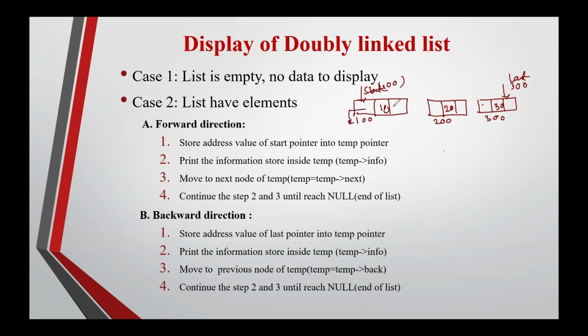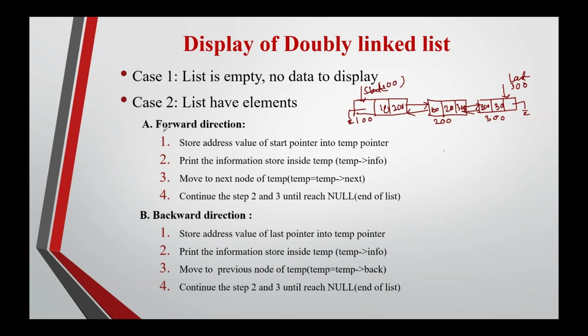Then this stores the address of 200, so the connection is established. This stores the previous address, that is 100, so the connection is established. This node stores the address of the next node. This node's previous value is 200, so the connection is established. This is null. So this is, for example, our double linked list.